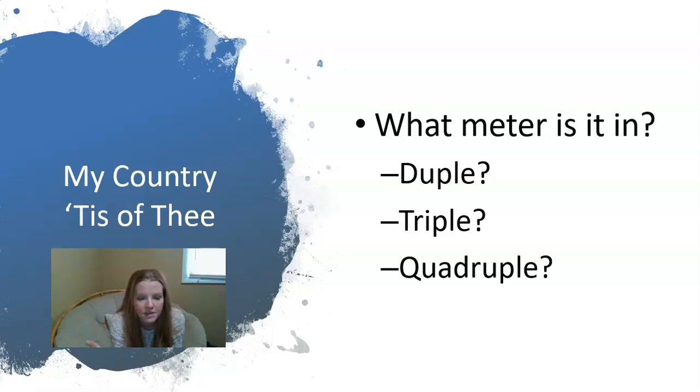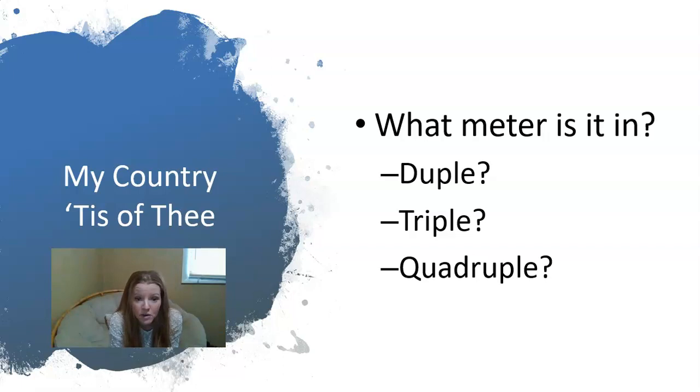So let's try triple. My country 'tis of the sweet land of liberty. And that makes sense. It's actually in triple. So if you feel where the accents are, they're not in the middle of words or anything like that. So it's in triple meter. You could do the same thing with any song that you hear.